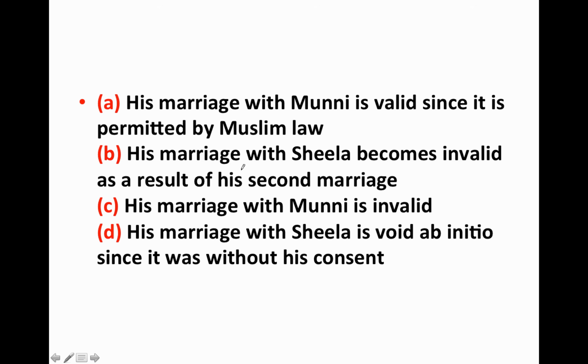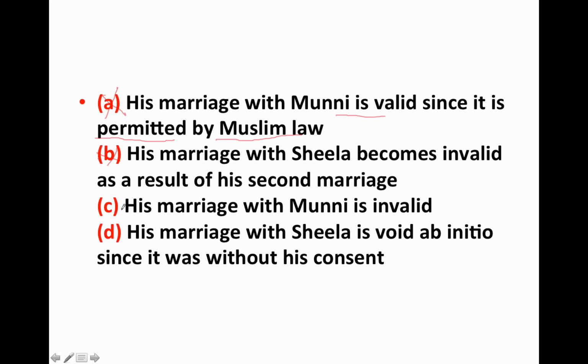His marriage with Munni is valid since it is permitted by Muslim law. Now, this fact, which I also told you earlier, is not mentioned anywhere in the facts or in the principles. So this is by default not your answer. You should not mix your knowledge with your facts. Second, his marriage with Sheila becomes invalid as a result of his second marriage. Is it said explicitly anywhere in the facts that if you marry for the second time, your first marriage is void? No. So this is also wrong.